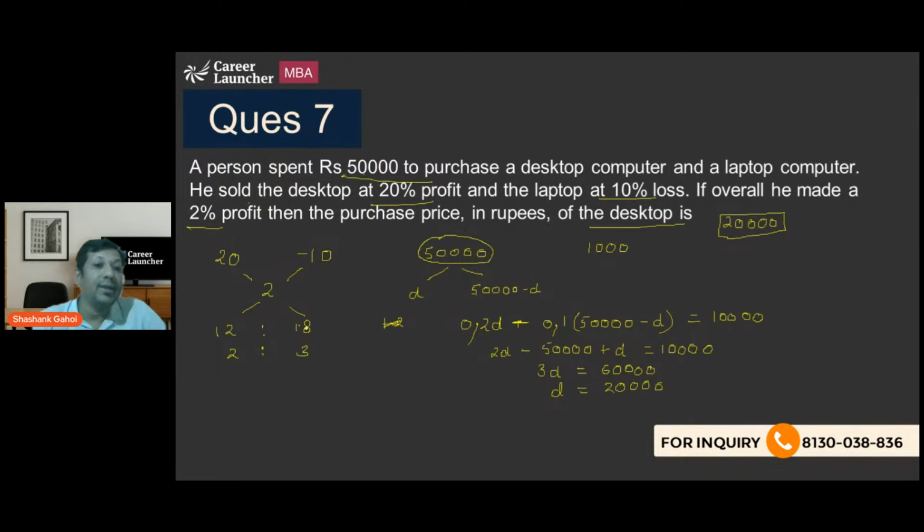So I can get the cost price of each of them very easily. I am breaking 50,000 in the ratio of 2 is to 3. So cost of the desktop becomes 20,000 and cost of the laptop becomes 30,000. This is a very shorter approach, but for this you need to be a little bit comfortable with the allegation.